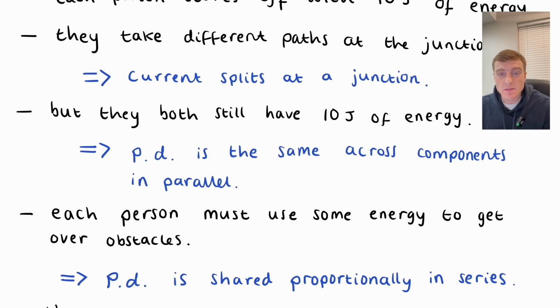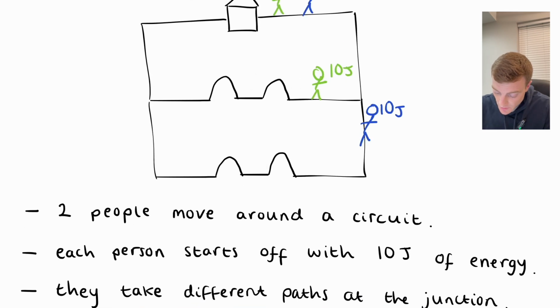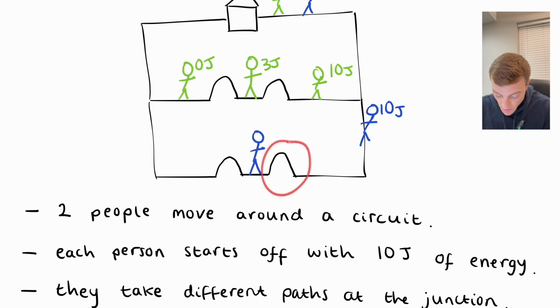But each person must use some energy to get over the obstacles. For example, the first hill might take 7 joules of energy to walk over, so this person will be left with 3 joules. This hill might take 3 joules to walk over, so they'll be left with 0 joules. The same for the hills below. This hill might take 5 joules to walk over, so the person has 5 joules of energy. This hill might take 5 joules to walk over as well, so the person's left with no joules of energy.